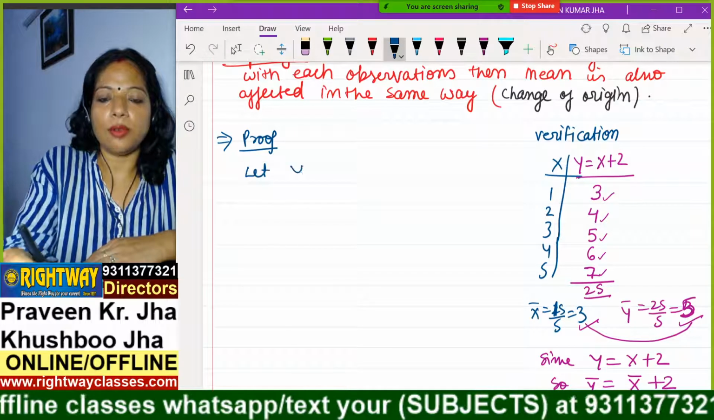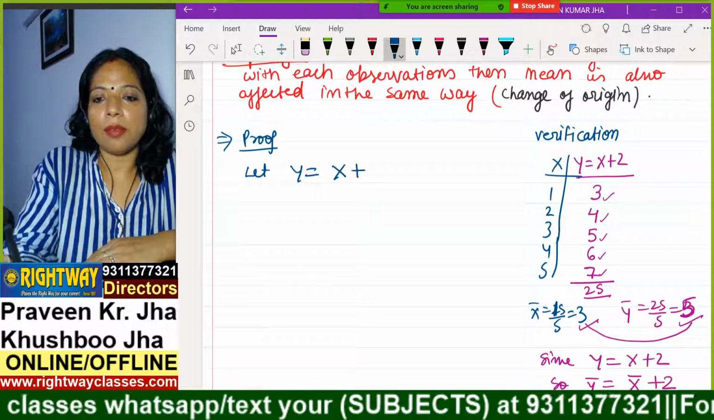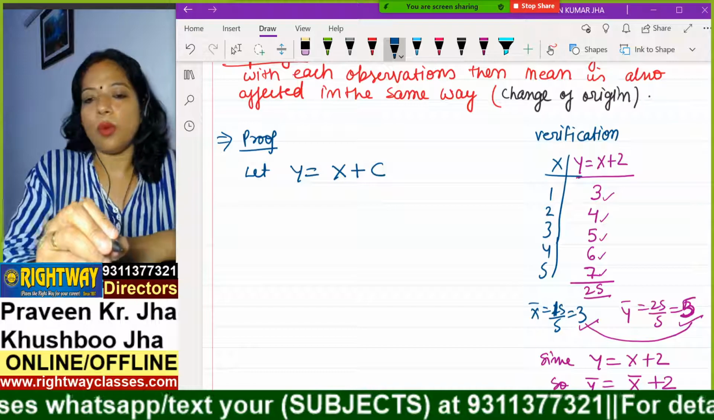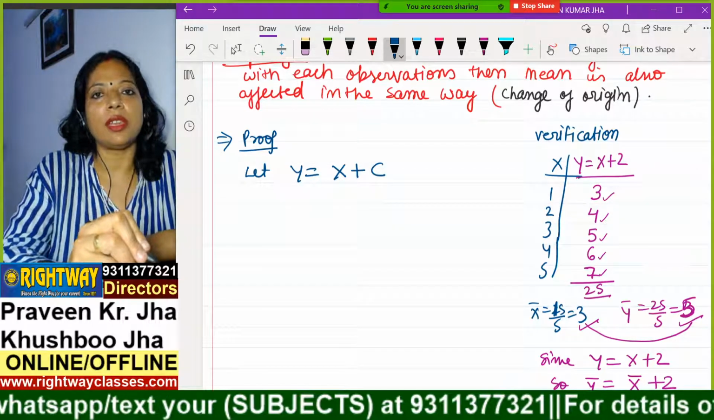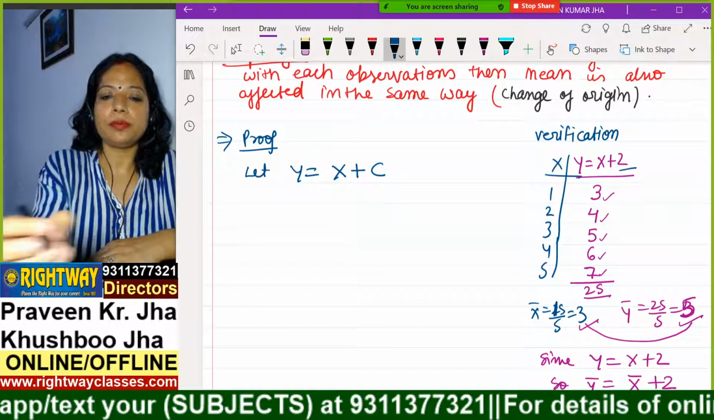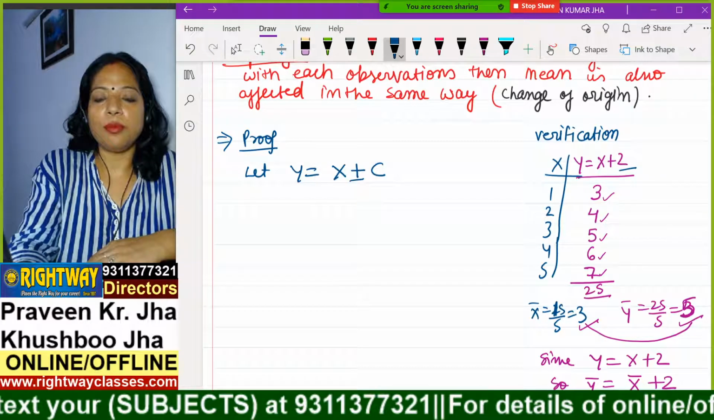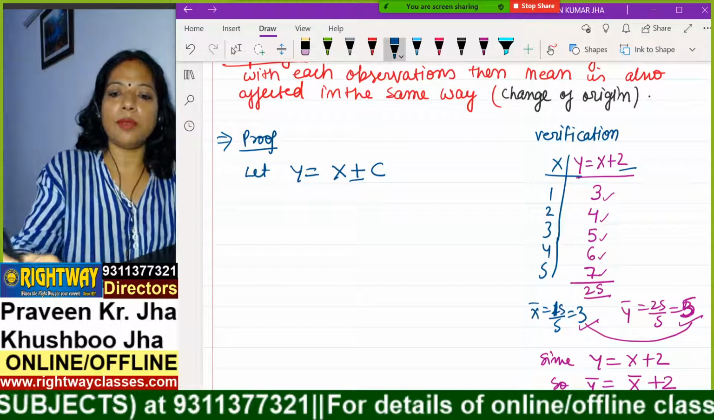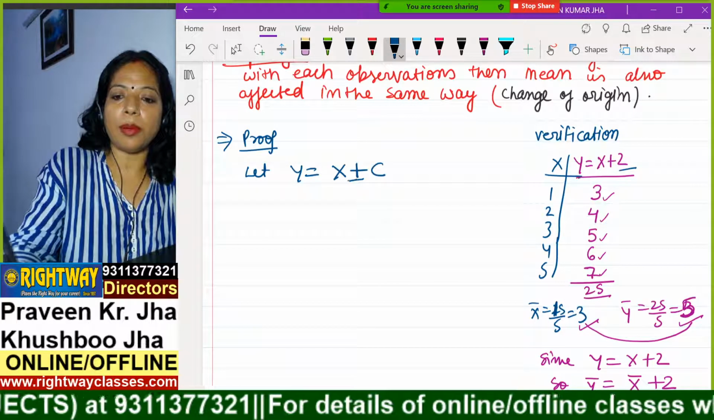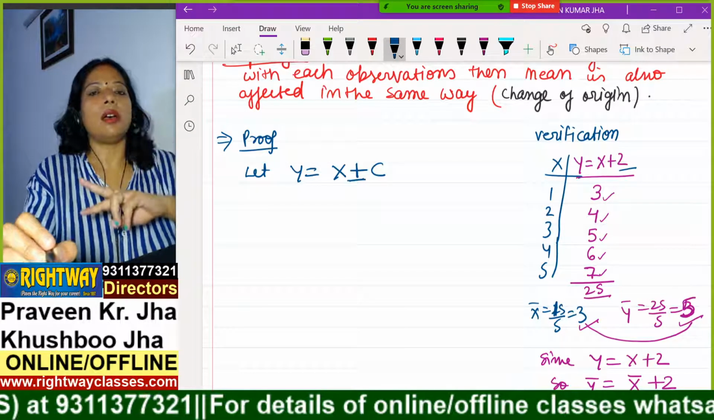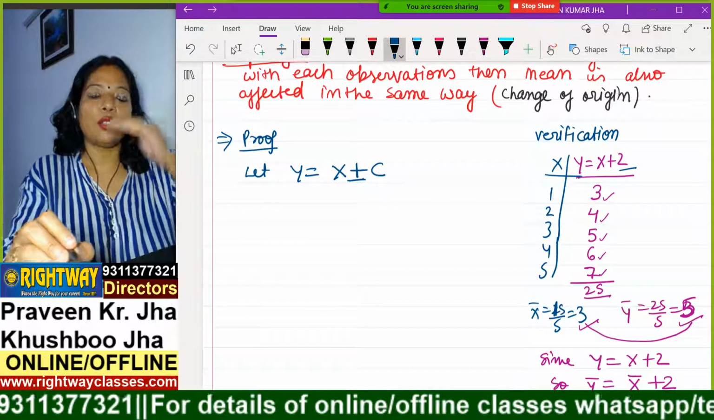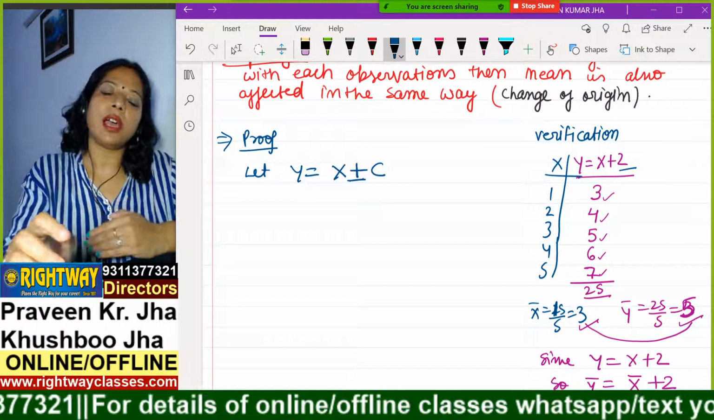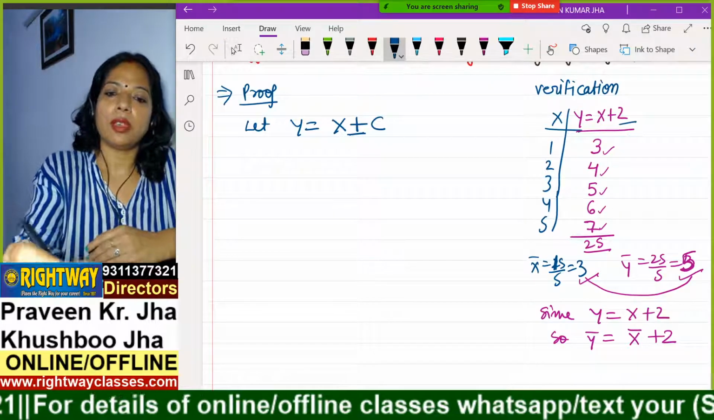So let y is equal to x plus c, where c is any constant like 2, or you can write minus also. In the proof you can show two operations, if you are using plus in the upper part and minus in the lower part. So you have to continue in this manner till the last step of the proof.